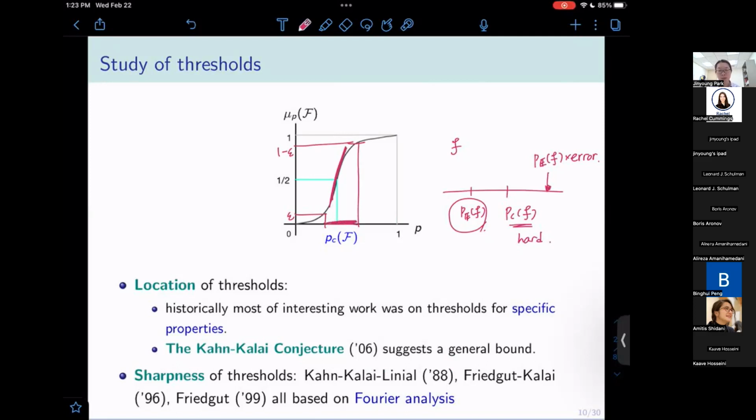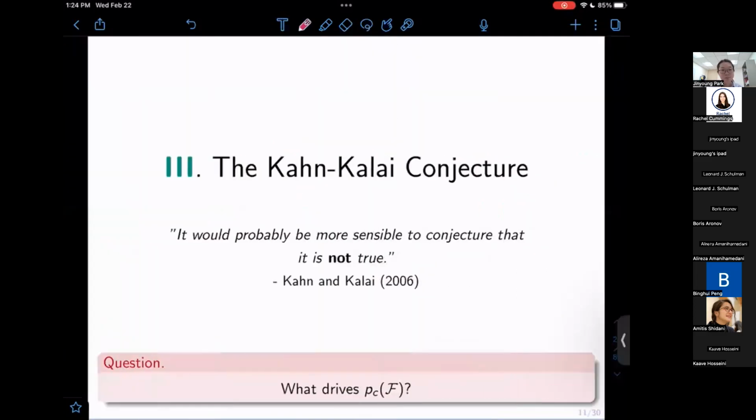Again, there are many interesting results in this direction, and those works are all based on Fourier analysis. But we won't have time to talk about this direction. So we're going to focus on the location of thresholds, and mostly on the Kahn-Kalai conjecture. Okay. So in the next part, I'm going to introduce the Kahn-Kalai conjecture, and this is a very strong conjecture.